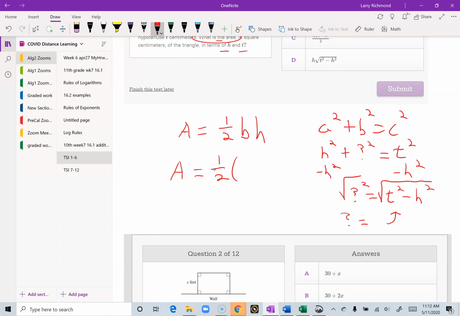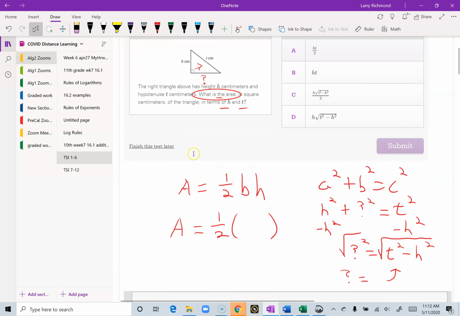1/2. The base is that question mark. It is this quantity underneath the square root. So, square root of t squared minus h squared. The height is just h. There it is. And this statement is equivalent to C. You can see that the 2 in the denominator, that's the 1/2, will be in the denominator, and h is in the numerator. We can change the order of these because they're multiplication. C is the best answer.